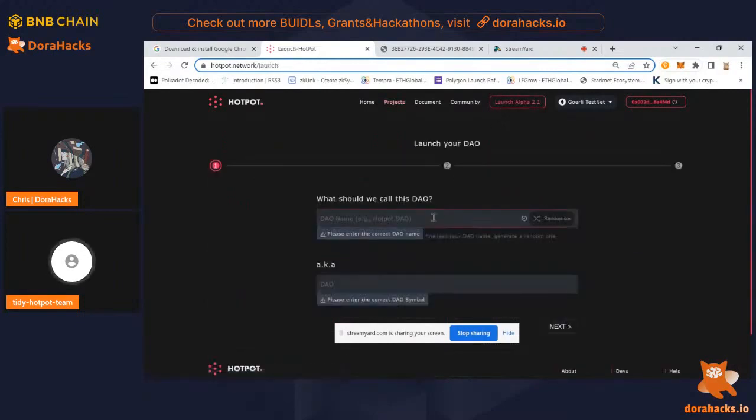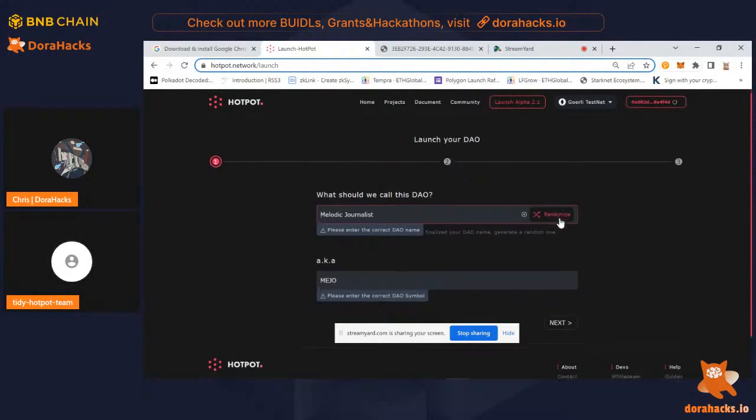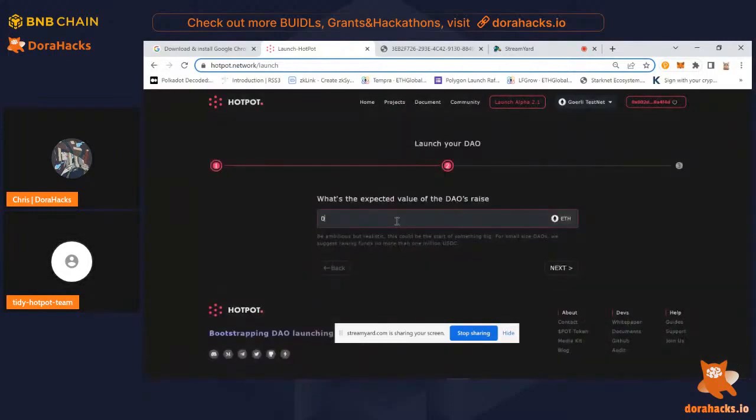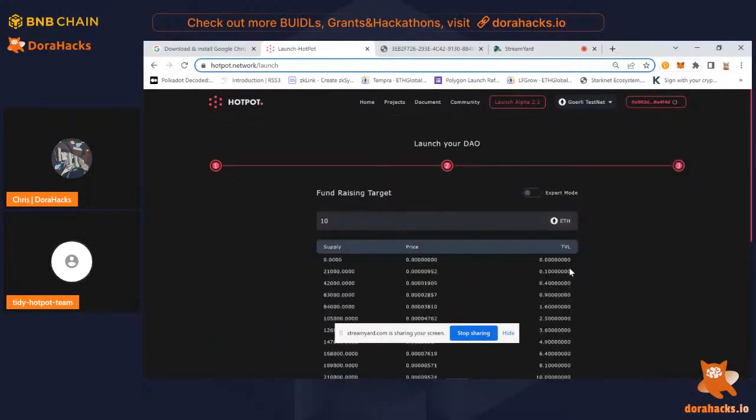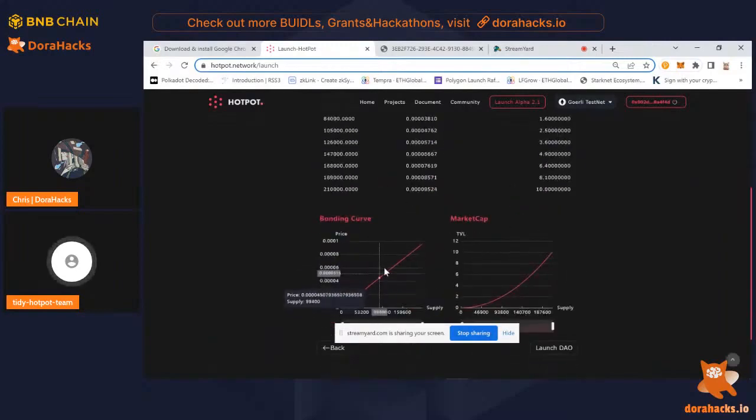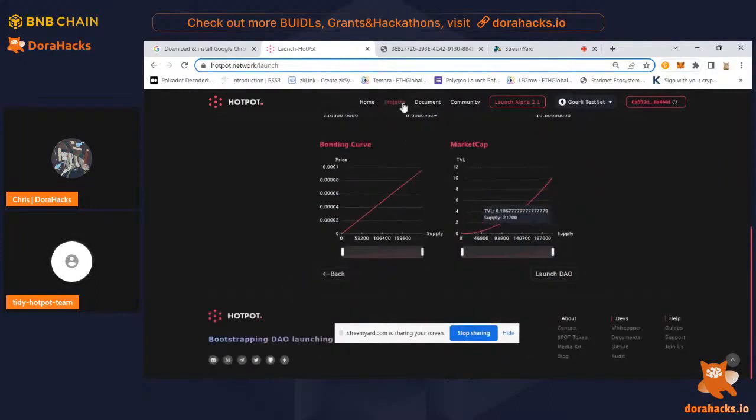I will also show a little bit about how to launch a DAO. If you are just too lazy, you can randomize your names. And of course, you need to set, let's say, 10 Ethereum for now. You can see it's a bonding curve, which means all the prices have already been set beforehand. If you want to get some tokens, you send some Ethereum, and if you don't want these tokens, you can sell them back to this contract. That's the basics of bonding curves.